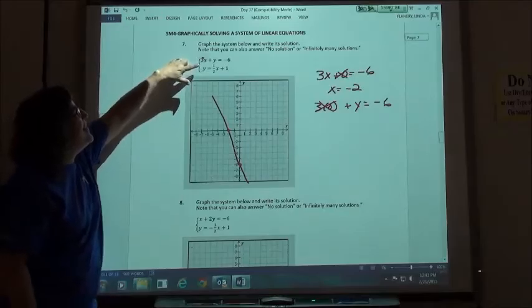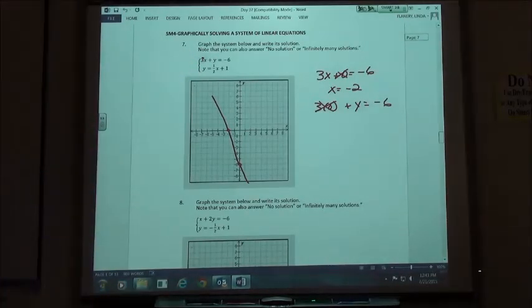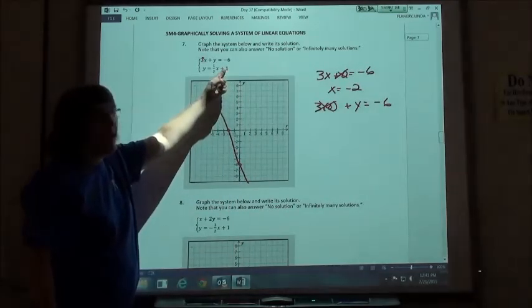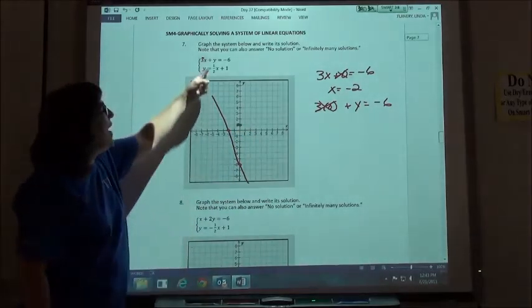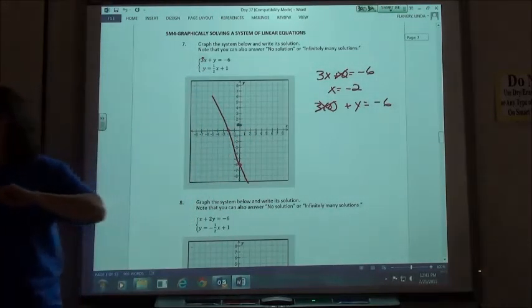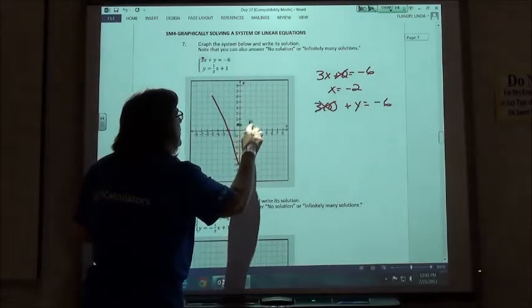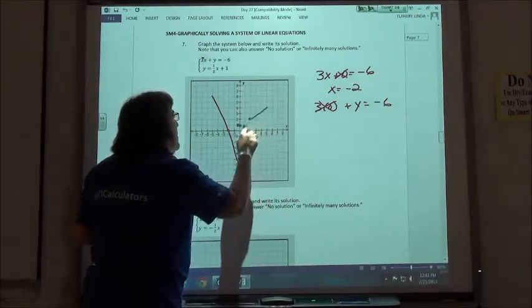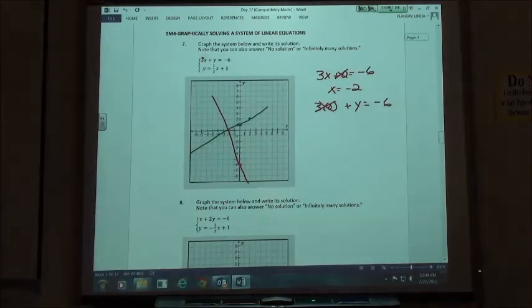The next one is in slope-intercept form. The easiest way to graph that is probably just by using the y-intercept and the slope. My y-intercept is at 1. My slope is 1/2, so from that point I'm going to go up 1 over 2, up 1 over 2. And if I draw my line straight, those two lines do intersect in a point.